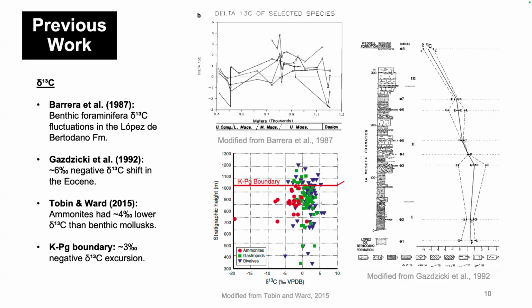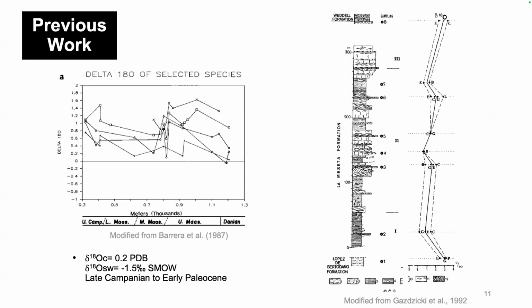Tobin and Ward observed that ammonites exhibited lower delta 13C values than benthic mollusks, with an offset of 4 per mil due to metabolic effects. A sharp negative delta 13C excursion of 3 per mil at the Cretaceous-Paleogene boundary corresponds to a global carbon cycle perturbation linked to mass extinction.